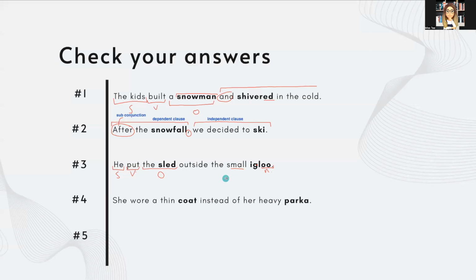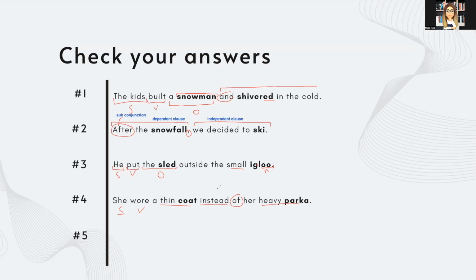Number 4, she wore a thin coat instead of her heavy parka. So for this one, we have a choice with the word instead. This is option 1, a thin coat, and this is option 2, heavy parka. Subject is she, wore is the verb. When we use the word instead, we often use of to follow to show that we've chosen one option over the other option.